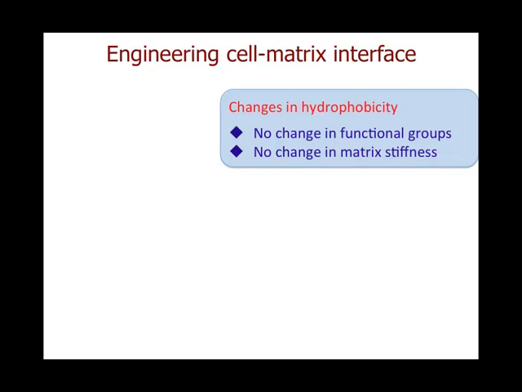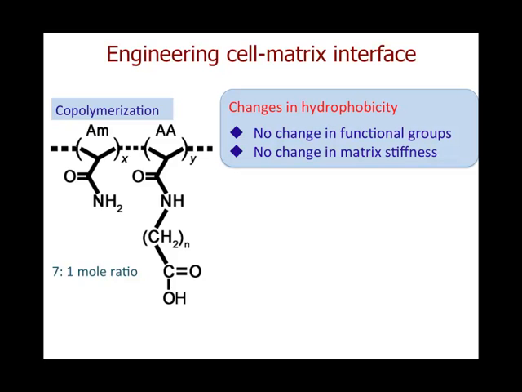Now, if you want to understand how they interact at the interface, you want to make sure that there is no change in functional group and no change in matrix stiffness. So what we did is go back and devise a copolymerization strategy from polymer principles. We have acrylamide, because you can use any monomer you need. We used acrylamide just because everyone uses it, so it's an easy system to work with.